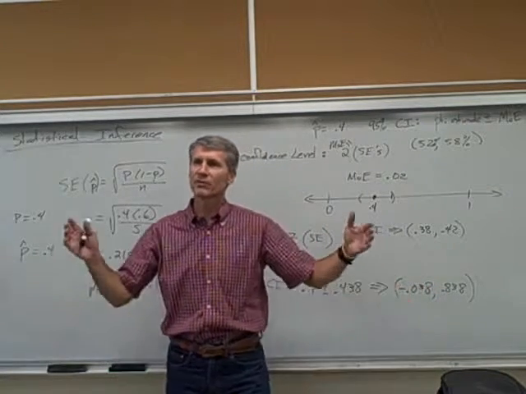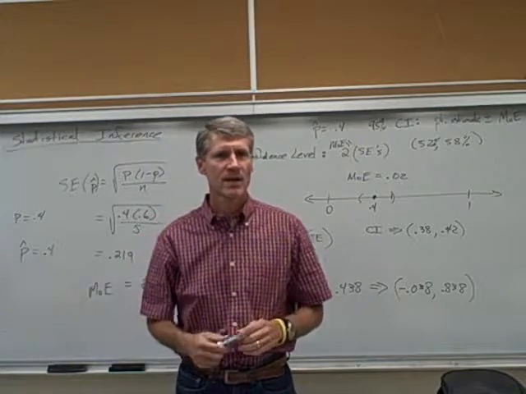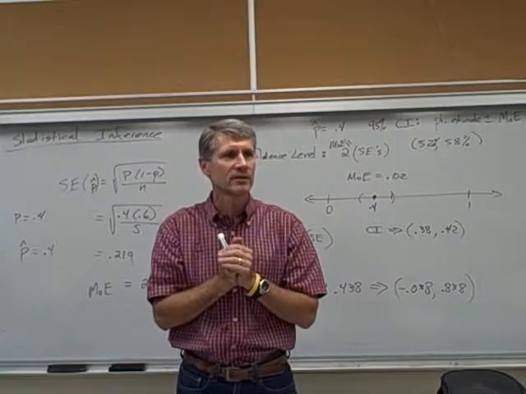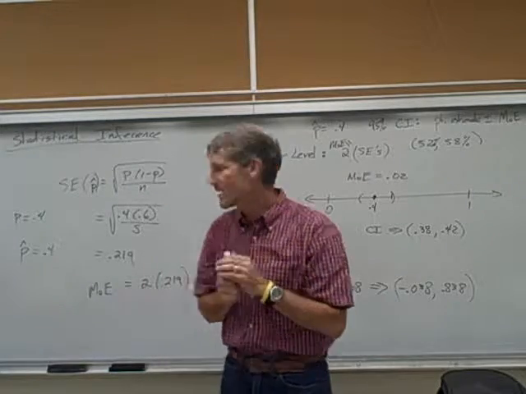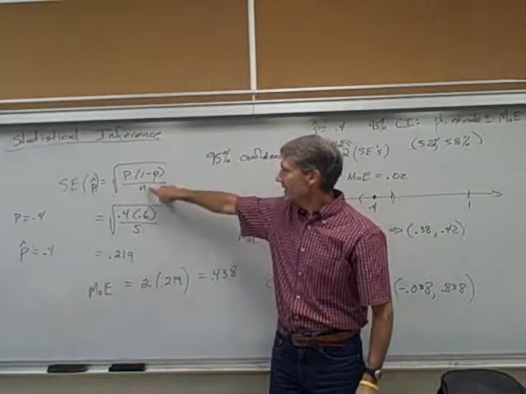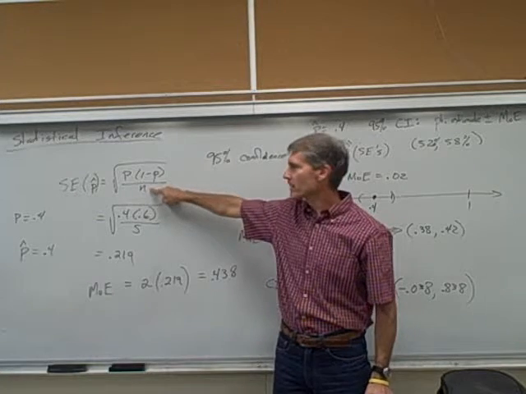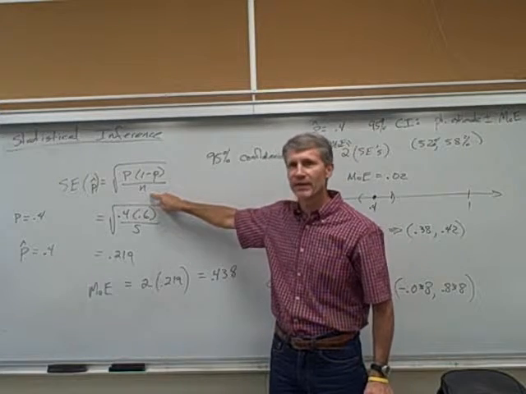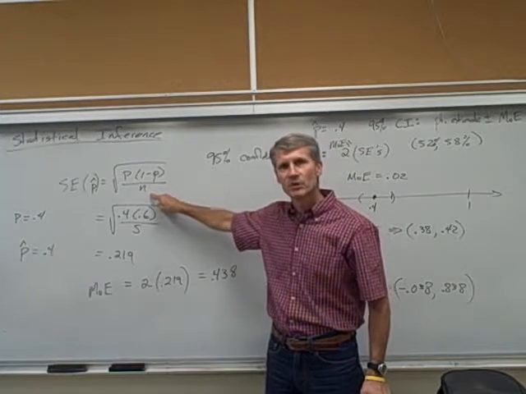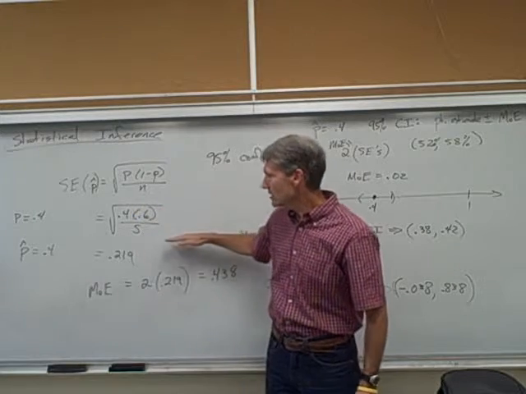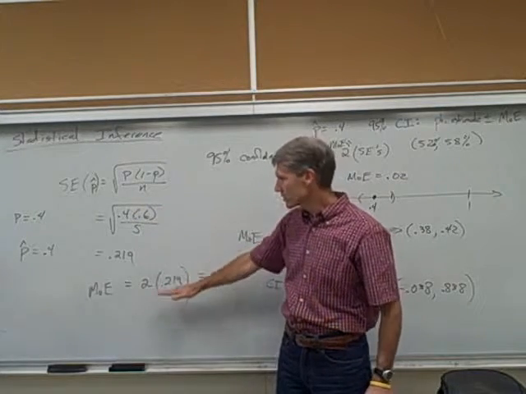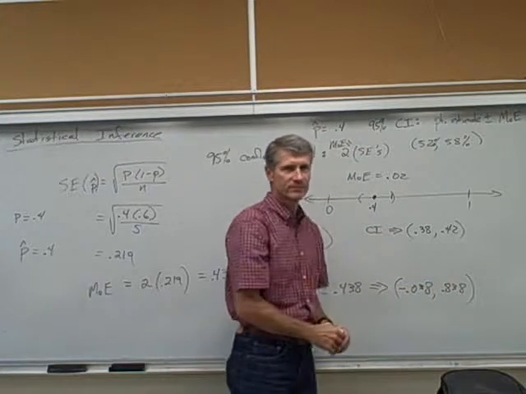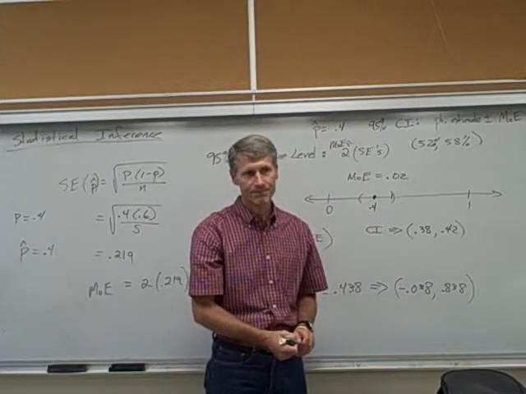So how do I make that interval useful? I need to narrow it down. How do I make the interval smaller? Sample bigger. N is on the bottom of a fraction. If you want to make the standard error smaller, you've got to make N bigger. So you take a bigger sample size, you decrease your standard error, which in turn decreases your margin of error and makes your confidence interval narrower. Right?